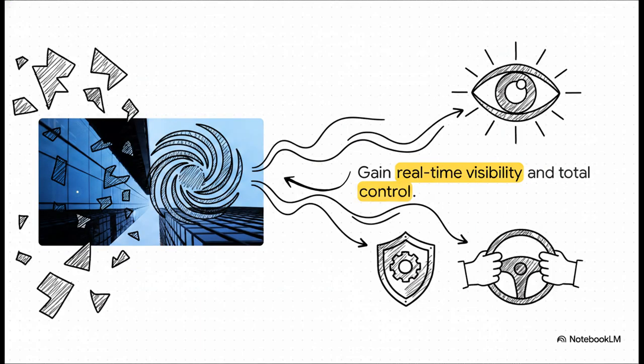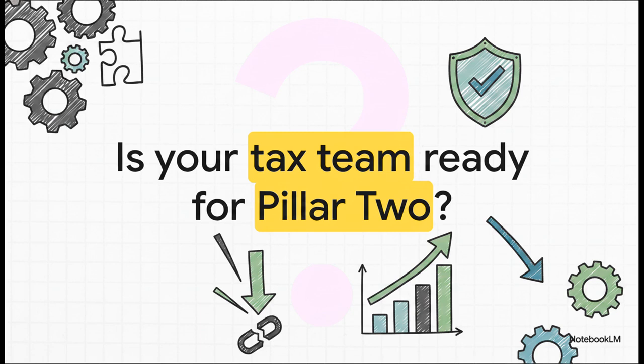By unifying these fragmented processes, your team can replace total chaos with real-time visibility and absolute control. Which leaves us with one crucial question. Can your current tools actually survive this massive tax overhaul?